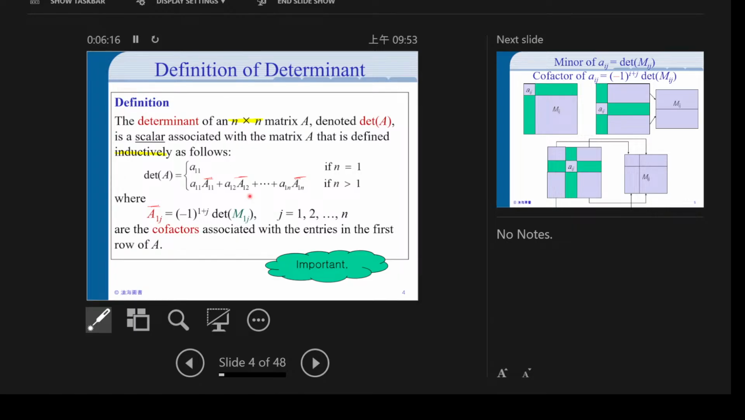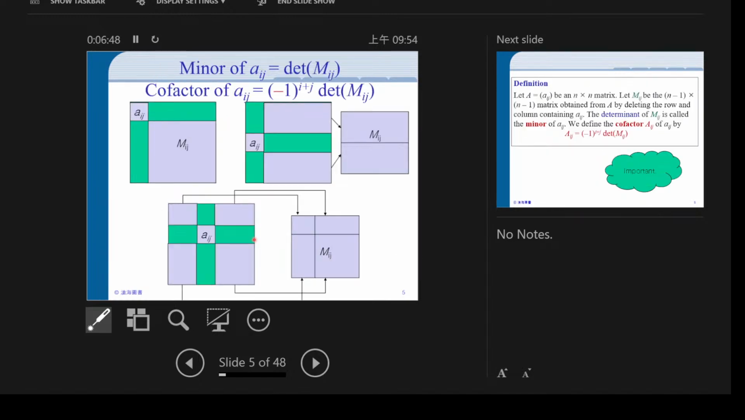A1J here is defined as a number, and it's -1 to the 1 plus J times the determinant of the minor matrix Mij. Okay. So this is a number, and it's defined with the determinant of another matrix. And so to know this definition, we should look at here.